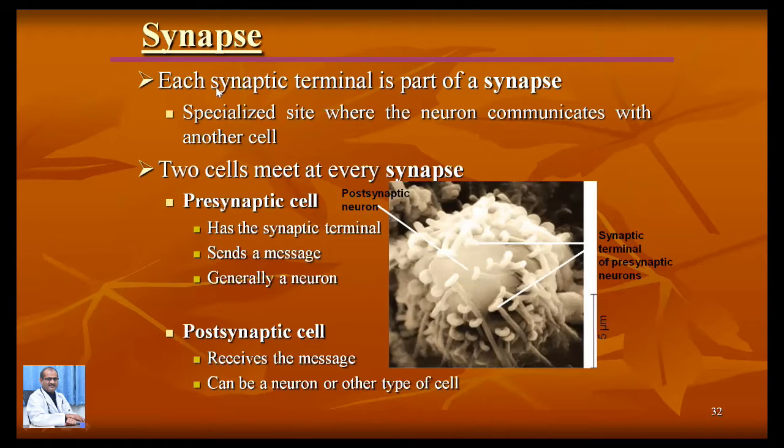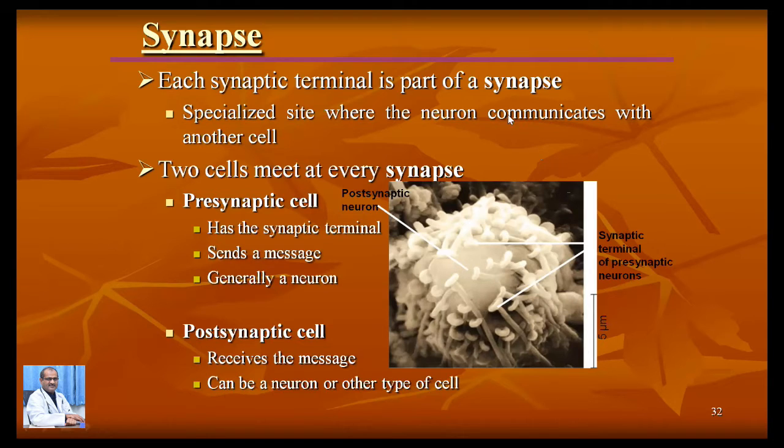So, each synaptic terminal is a part of the synapse. Synapse means the junction of two neurons, the specialized site where the neuron communicates with another cell. Two cells meet at every synapse. The presynaptic cell has the synaptic terminal and sends a message, and generally it's a neuron, whereas the postsynaptic cell receives the message and can be a neuron or another type of cell.